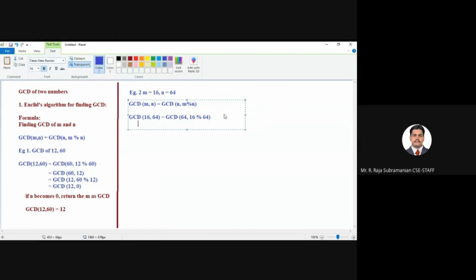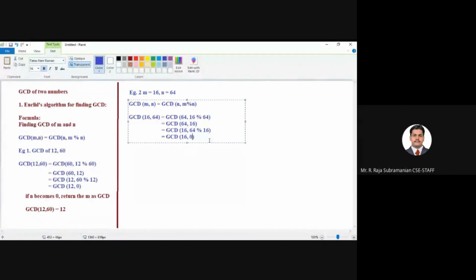So again, equal to GCD of 64 comma 16. Next step, GCD of 16 comma 64 mod 16. How many times is 16 in 64? 4 times and remainder 0. 16 fours are 64. Remainder is 0.